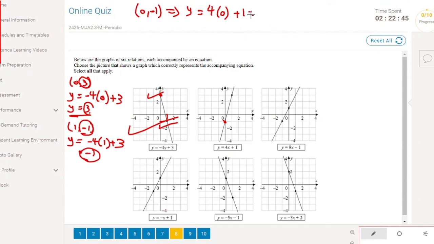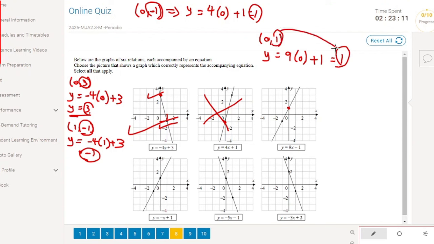So it will be equal to 1, here 1, and this is minus 1. So directly this graph is not right. So let's see the third one. The first point here is 0 and 1. So we'll take 0 and 1. So y will be equal to 9 multiply 0 plus 1 equal to 1. So this point, they are the same. So the first point is right.